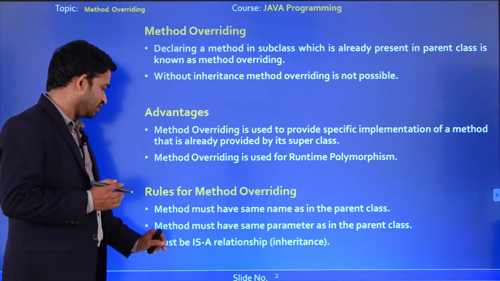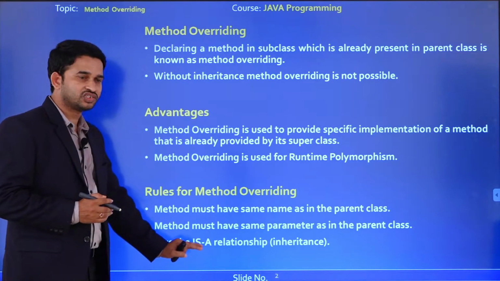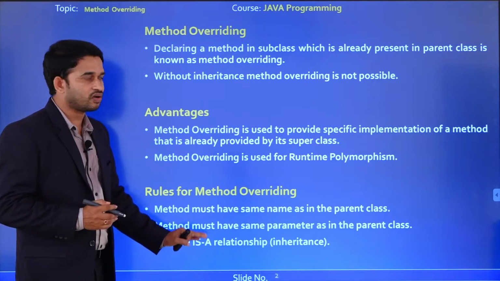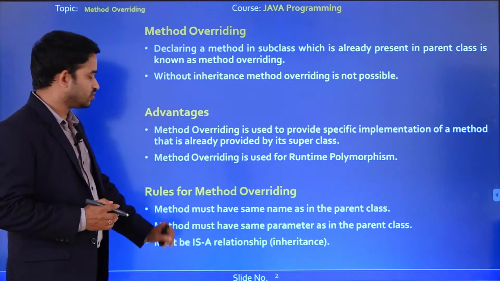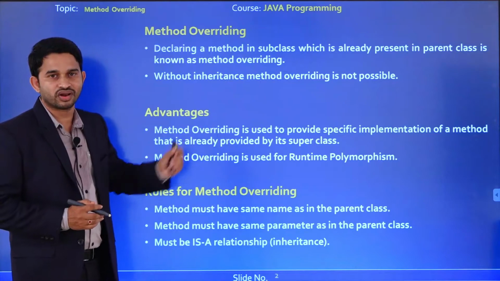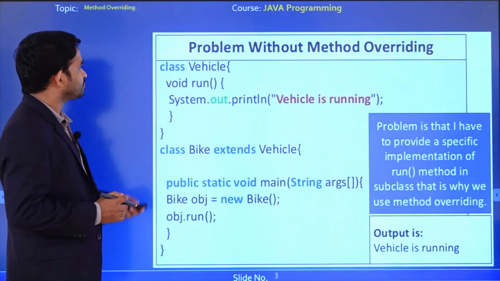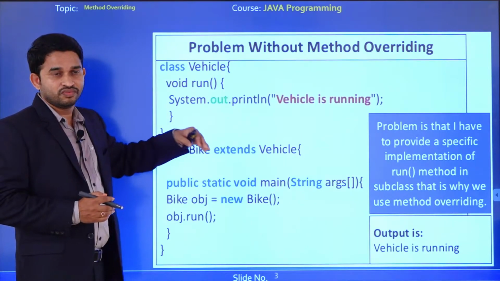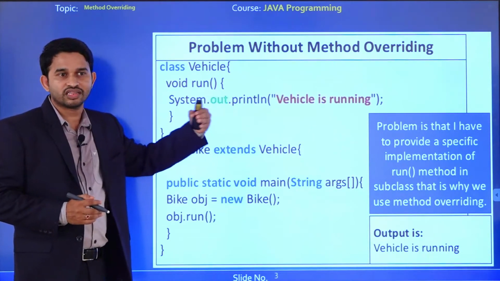The third rule is, it follows what type of relationship? An is-a relationship. That type of relationship is also followed for method overriding. So these are the rules we have to follow when we go for method overriding. Next, without overriding, what are the problems we have faced? By using overriding, what are the problems we solve?